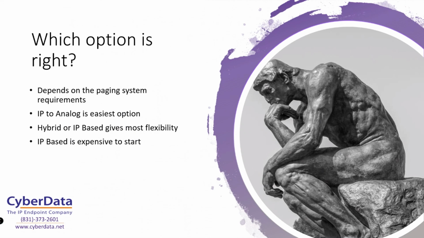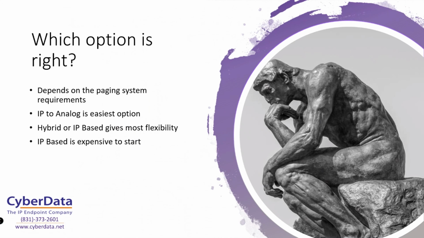IP to analog is, of course, going to be the easiest option and the quickest path to market, because instead of having to set up many devices, you typically only have to set up one device. So that's really going to be the easiest option in terms of implementation, not only from a setup process, but also a financial investment option. If you're looking for just the bare bones, I just have to keep this analog paging system limping along, an IP to analog might be the right way to go.